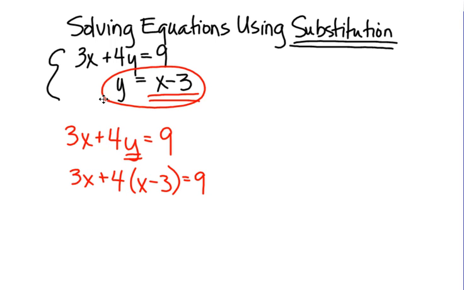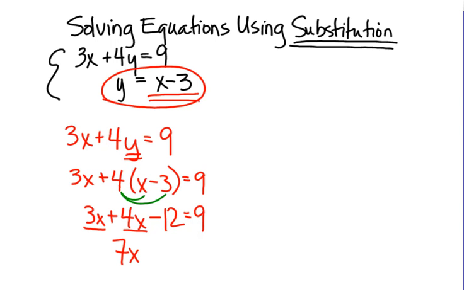Now we must distribute, otherwise known as pretty arrows, before we go any farther. So we have 3x plus 4 times x, 4x. 4 times 3, 12, equals 9. Next step would be to simplify, combining like terms. If they're on the same side, we add them. Our like terms 3x and 4x are on the same side. 12 is not on the same side as 9.